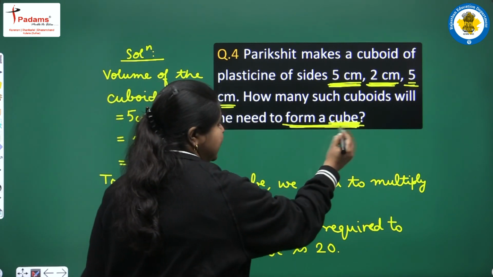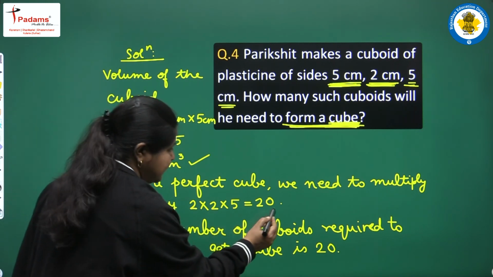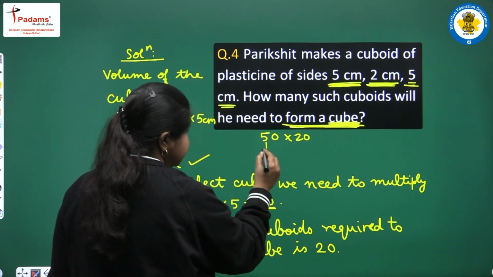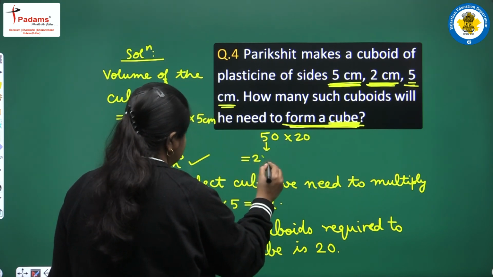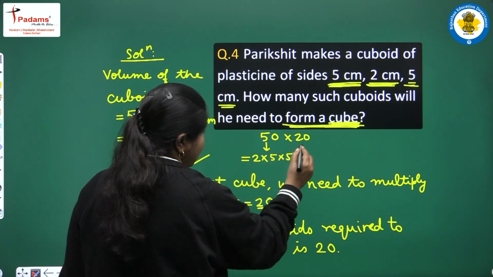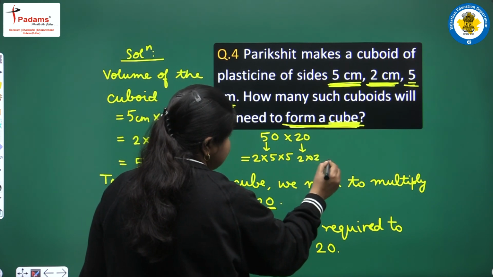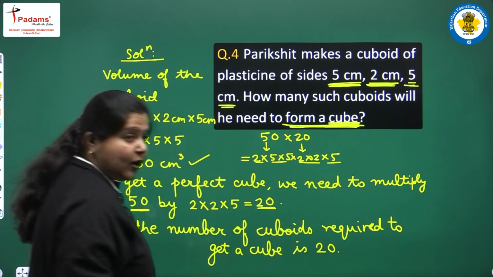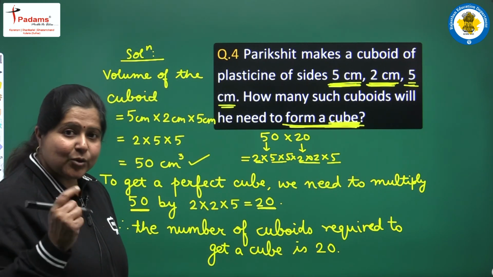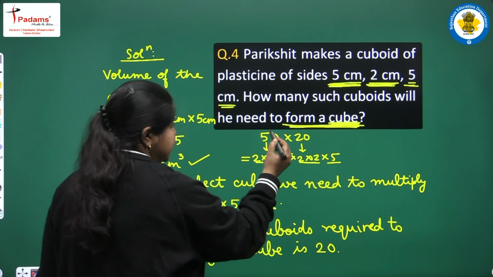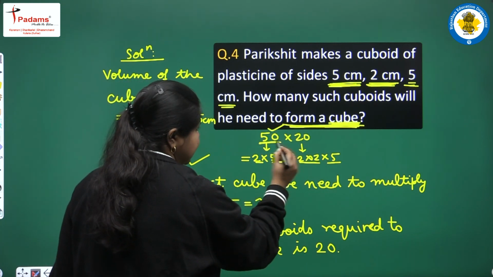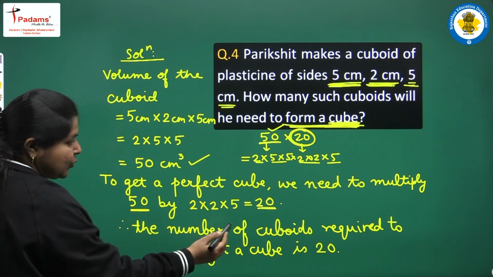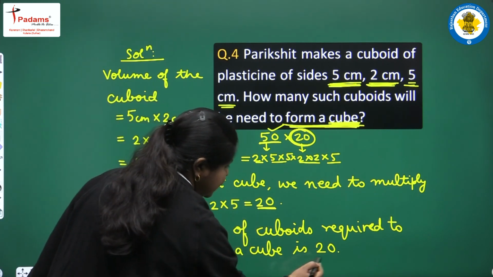जाए, यही क्वेश्चन है. तो हम अगर इसको 20 से मल्टीप्लाई कर दें, देखिए आप 50 इंटू 20 करेंगे अगर हम, तो इसके फैक्टर्स तो हैं 2 इंटू 5 इंटू 5 और इसके फैक्टर्स हो गए 2 इंटू 2 इंटू 5. तो इससे 2 का भी ट्रिपलेट बन गया और 5 का भी ट्रिपलेट बन गया और हमें एक परफेक्ट क्यूब नंबर मिल जाएगा. तो इसलिए हमें कितने क्यूबॉइड्स चाहिए इस वॉल्यूम के? We need 20 such cuboids. So the answer is the number of cuboids required to get a cube is 20.